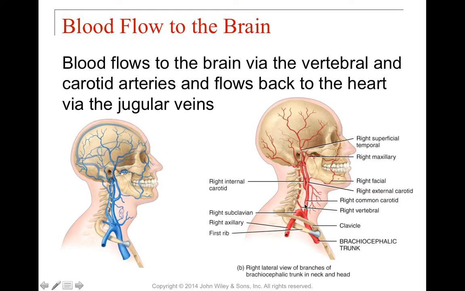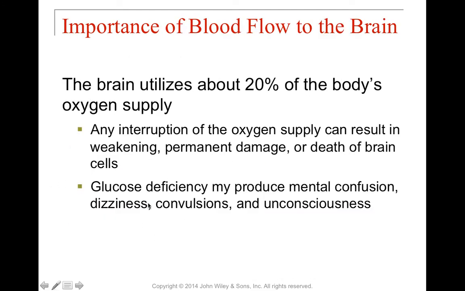Anytime you see red, you know you're talking about arteries. Blue, you're talking about veins. Again, the brain uses most of the body's oxygen supply, over 20% of the oxygen supply, even though it's only going to take about 2% of the body weight. And if we have even a slight interruption of the oxygen supply, we can end up with brain damage, brain weakening, permanent damage, or even brain death.